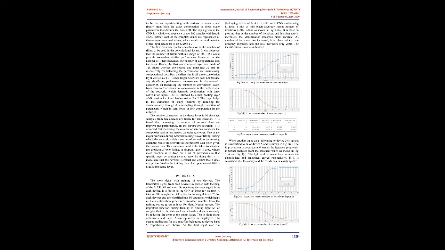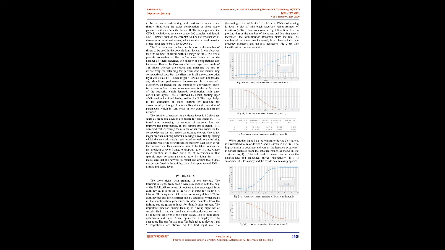The input given to the CNN is a windowed sequence of raw I/Q samples with length 4320. Further, each of the complex values is represented as 2-dimensional real values, which results in the dimension of the input data being 1 times 4320 times 1. The first parameter under consideration is the number of filters to be used in the convolutional layers. It was observed that a number of filters within a range of 30 to 256 could provide somewhat similar performance. However, as the number of filters increases, the number of computations also increases. Hence, the first convolutional layer was made of 128 filters, whereas the second and third had 32 and 16 respectively, for balancing performance and maintaining computational cost.